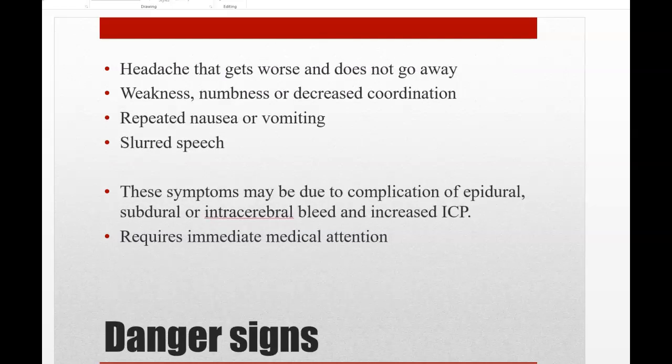Danger signs when a concussion is suspected are a headache that gets worse and does not go away, weakness, numbness, or decreased coordination, repeated nausea or vomiting, and slurred speech. These symptoms may be due to a complication of an epidural, subdural, or intracerebral bleed and are related to increased intracranial pressure. This requires immediate medical attention.